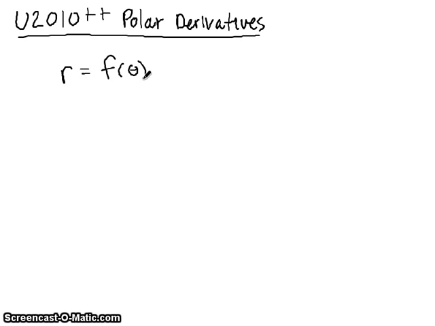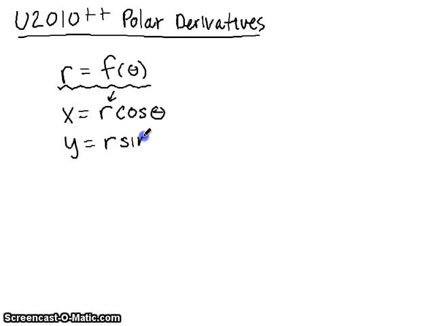So the first thing that we're going to want to do on our polar derivatives is say x is equal to r cosine of theta, where r is the function that you're given. Then y is going to be equal to r sine of theta. The reason we want to do this is because derivatives are defined as dy over dx, and in our original function all we're going to have is r's and thetas. So we need to introduce an x and a y, that way we can get dy over dx.